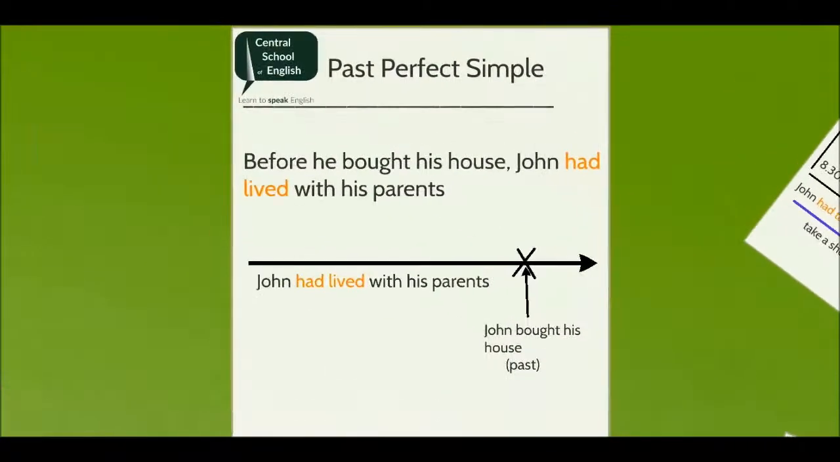In a third example, we can say, before he bought his house, John had lived with his parents. In this sentence, we use the past perfect tense because we are thinking about the time before and up to the point that John bought his house. Before John bought his house, he had lived with his parents. From the point that John bought his house, he no longer lived with his parents.